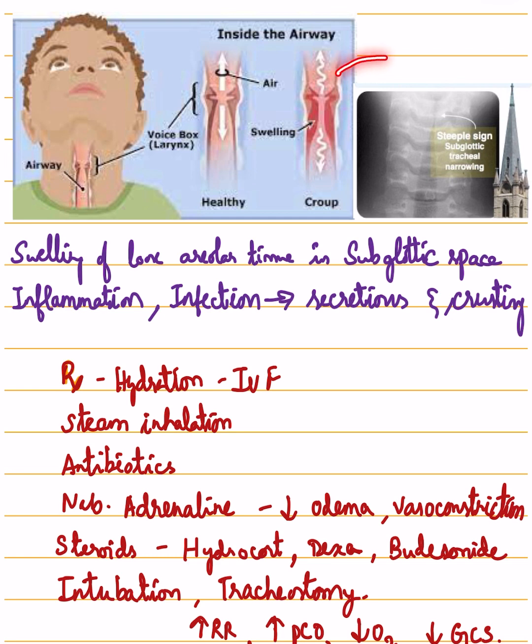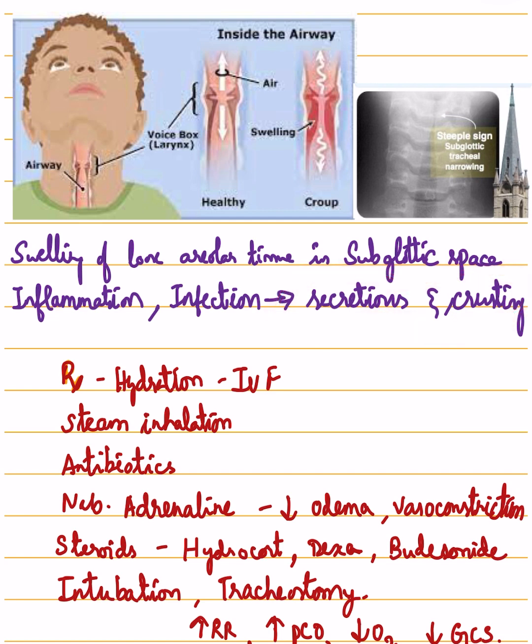This picture, when taken as an X-ray, soft tissue neck, AP and lateral view, shows a tower sign, a tower of a church like sign, because of this narrowing of the trachea, and this sign is called the steeple sign. It is seen most commonly in acute ALTB. Because of the infection and inflammation, there may also be secretions and crusting.